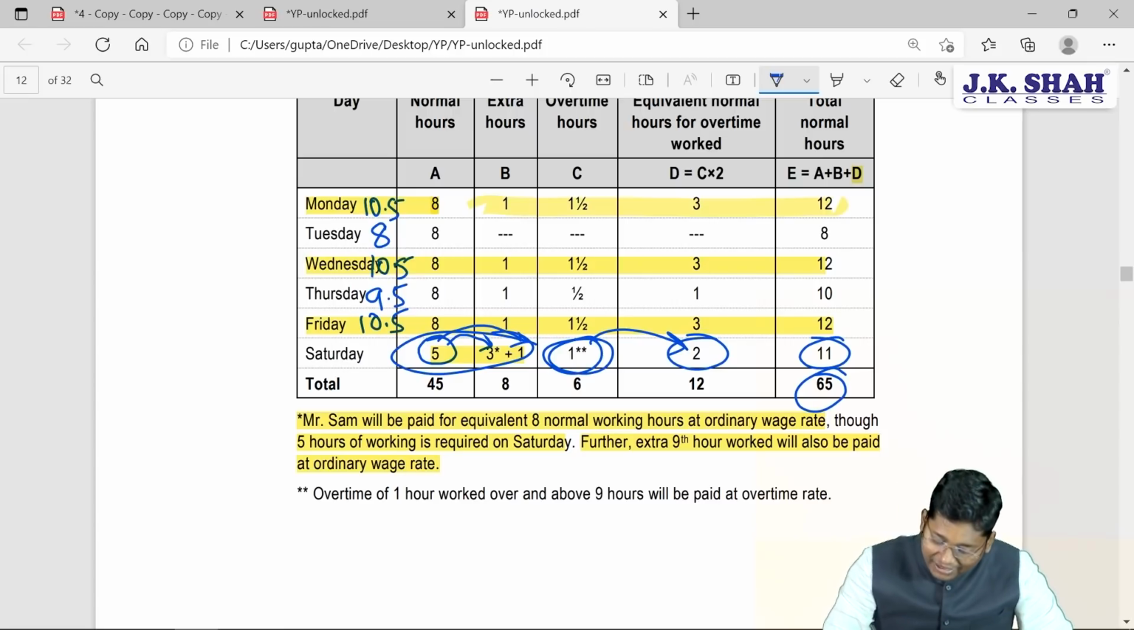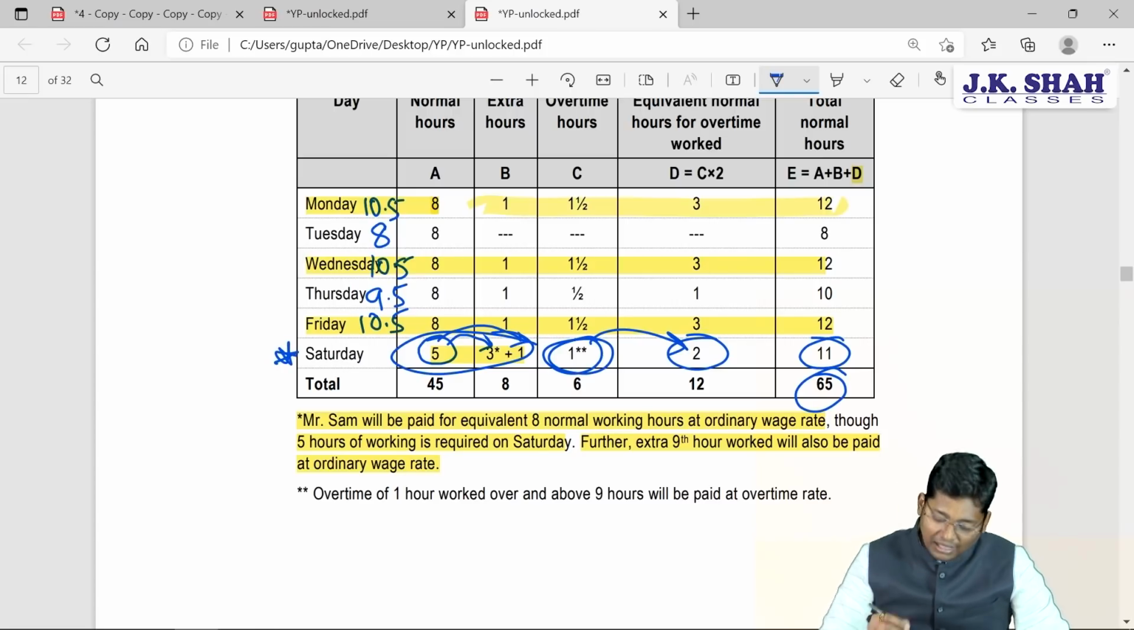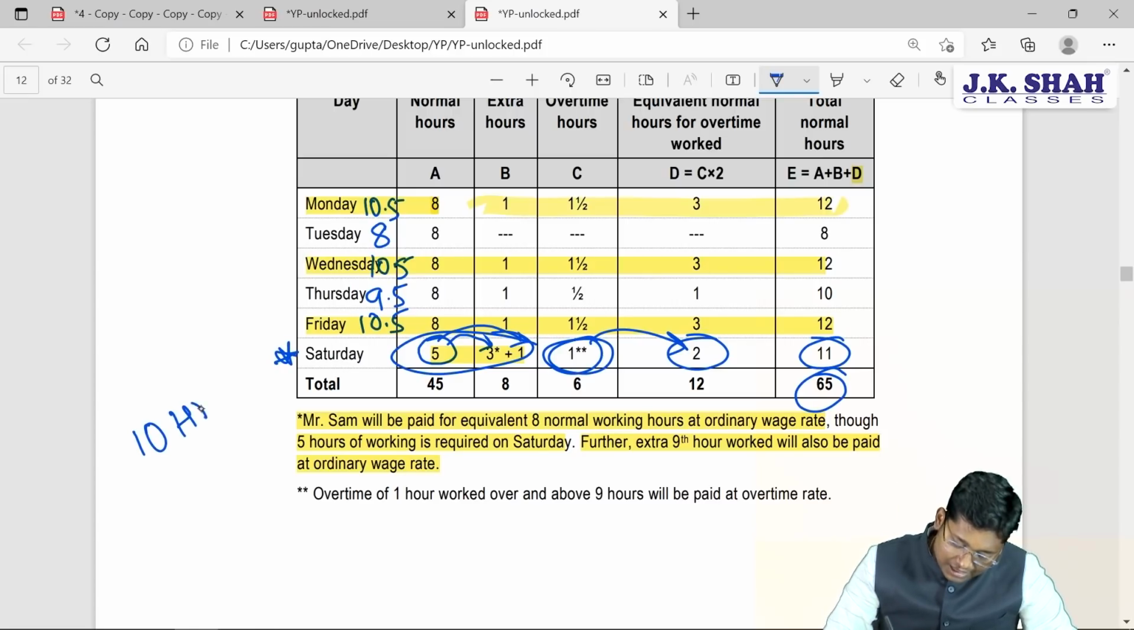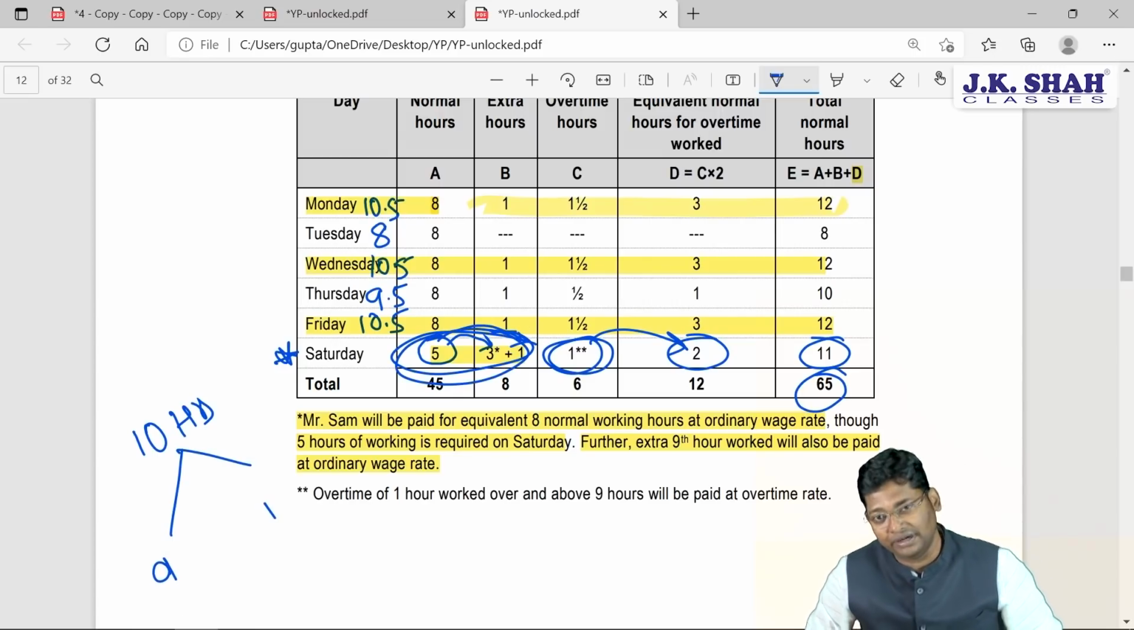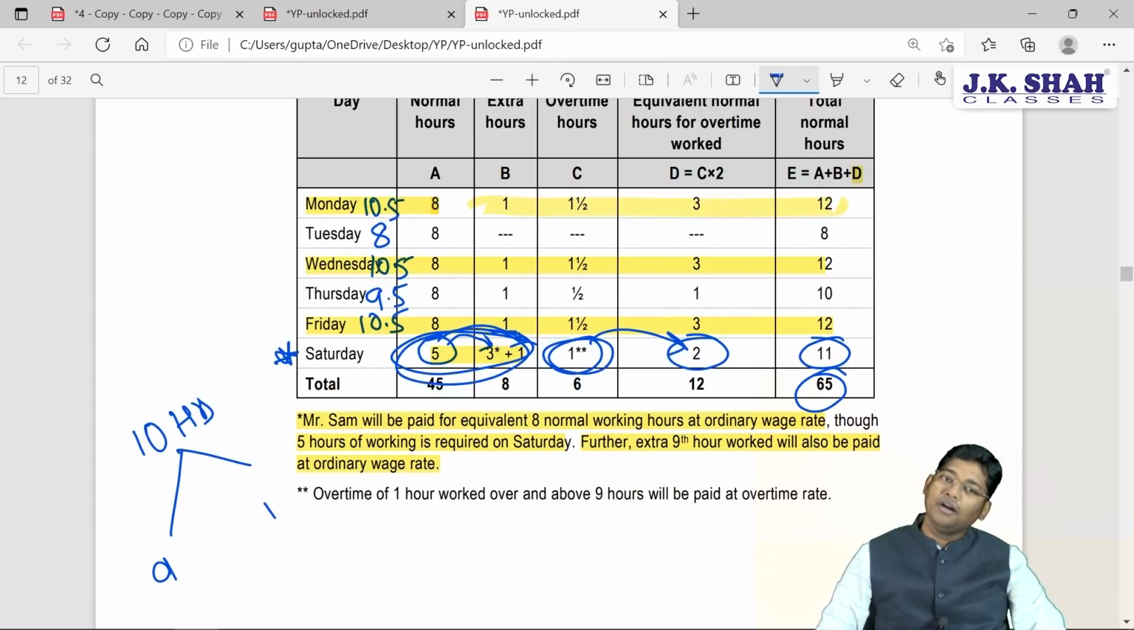So this Saturday calculation is very, very important. Now total work done on Saturday is of 10 hours. Out of 10 hours, this 9 hours are to be paid at ordinary wage rate, and remaining 1 hour is to be paid at double wage rate. That's why remaining 1 hour is recorded under overtime.